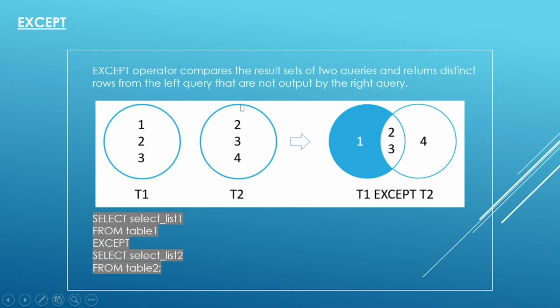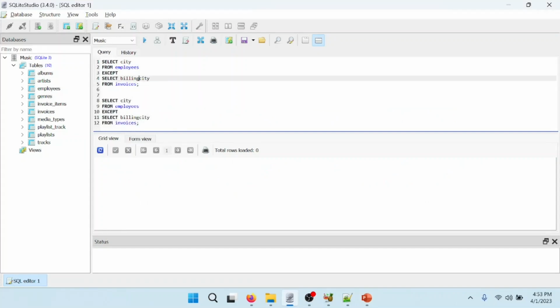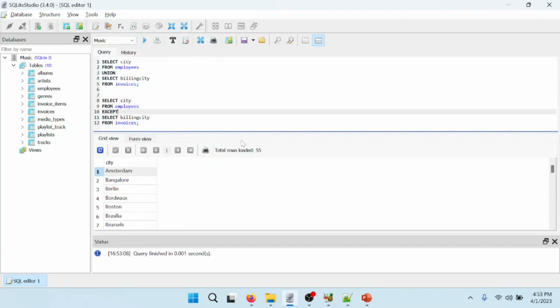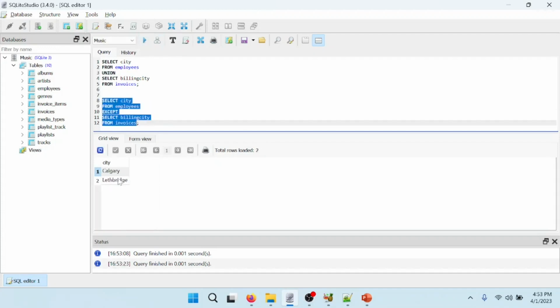Now let's take a look at this in practice. First, let's take a look at the same thing in UNION. The output would be 55 rows with each city from both the tables, and distinct. When we do an EXCEPT, all the city names that are in employees but not in billing city will only be outputted. So the output will be only two cities.